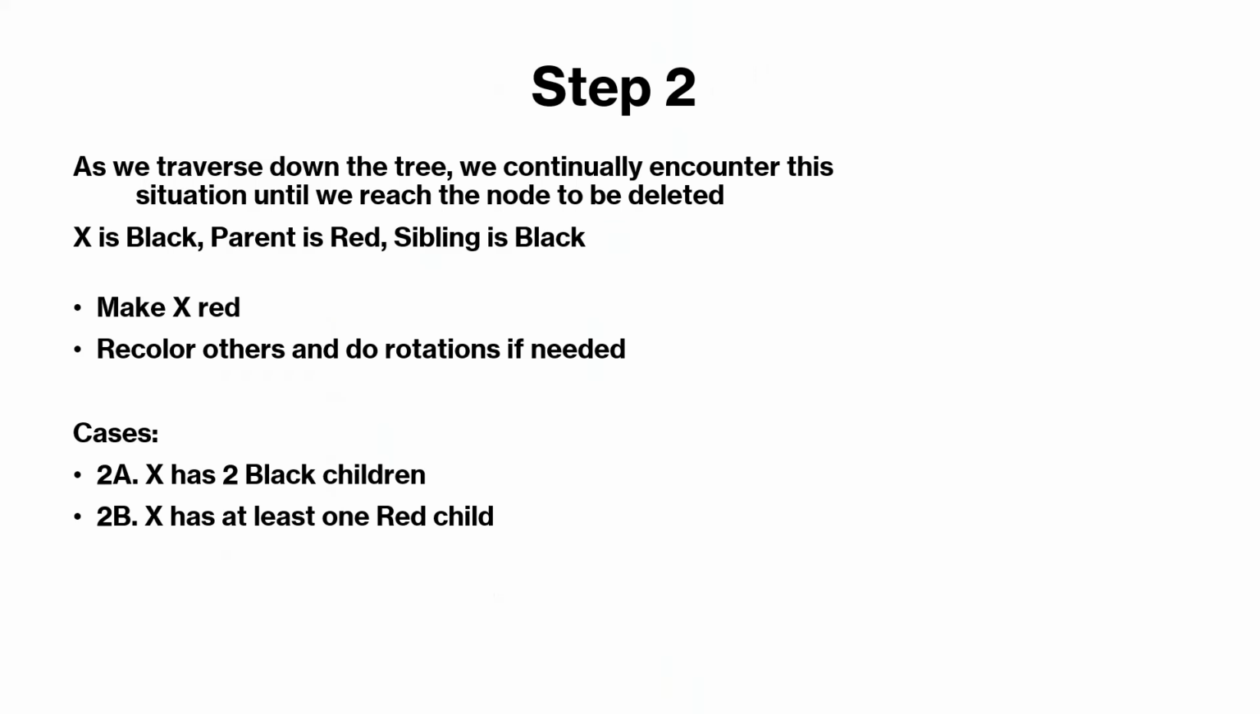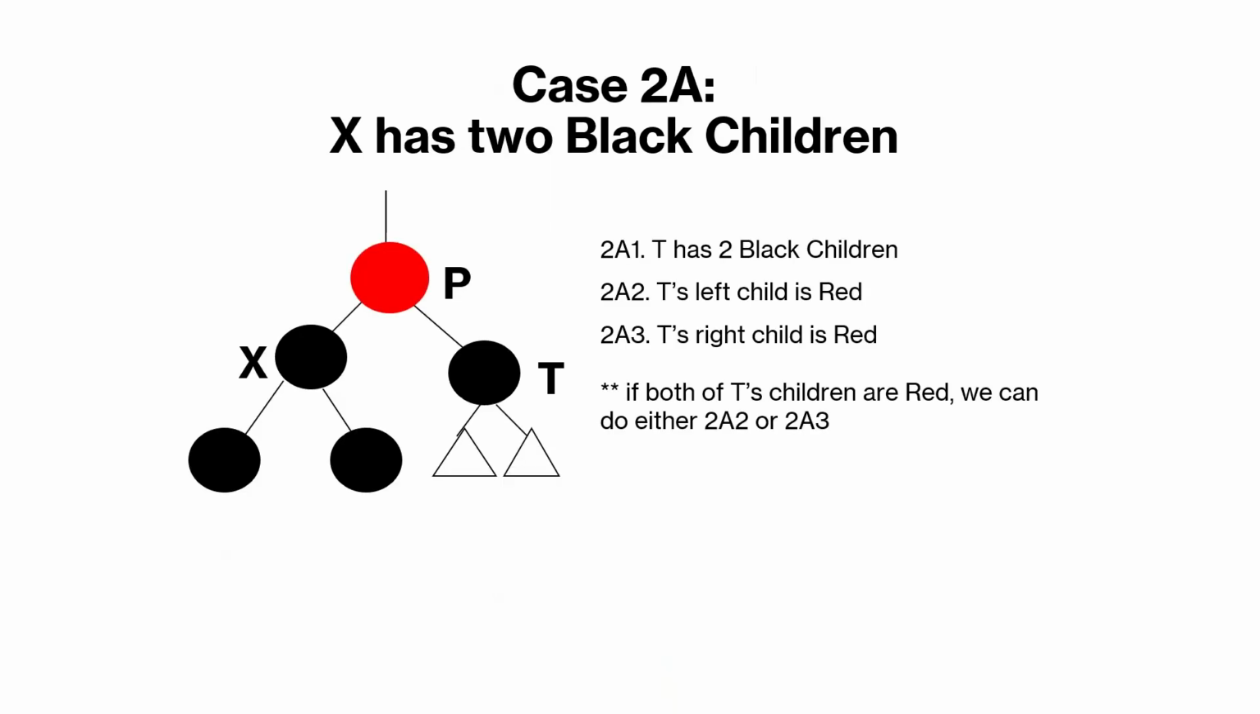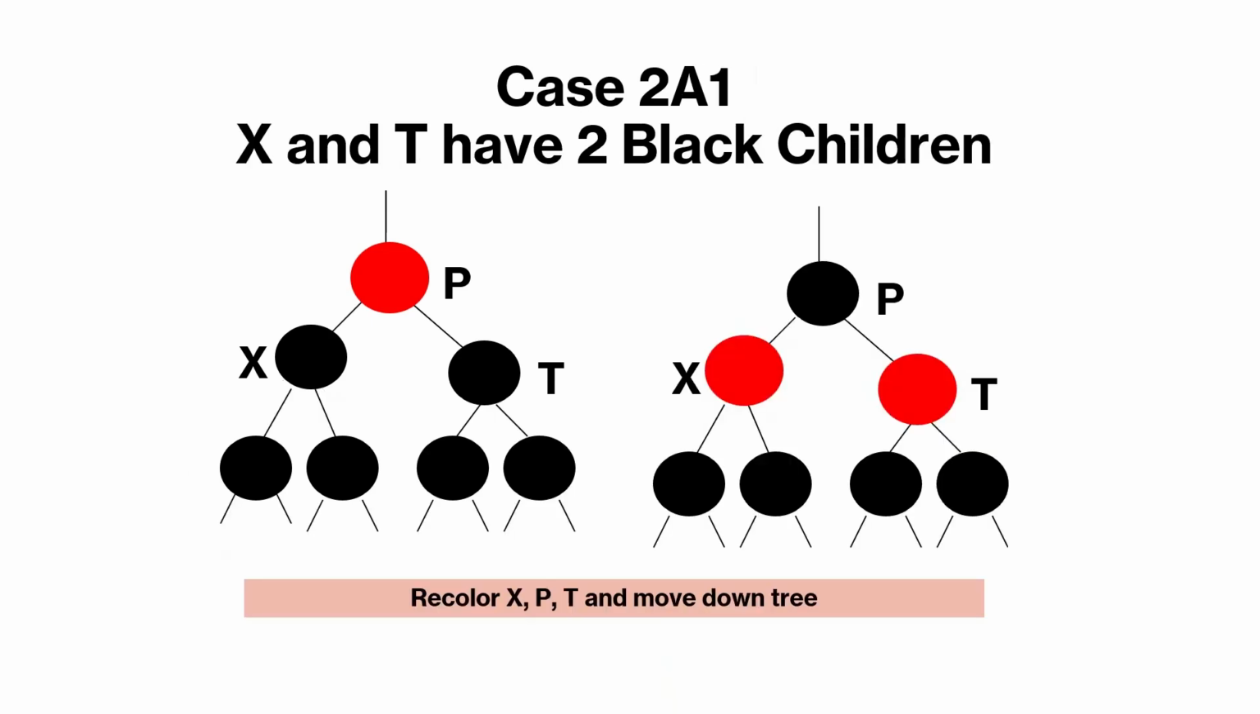X is black, the parent is red, and the sibling is black. We make X red, and we recolor others and do rotations if needed. There are 2 cases encountered. X can have 2 black children, or X has at least 1 red child. If X has 2 black children, and T has 2 black children, there's also the case that T's left child is red, or T's right child is red. If both of T's children are red, we can do either 2A2 or 2A3.